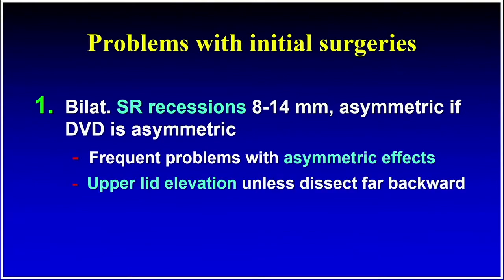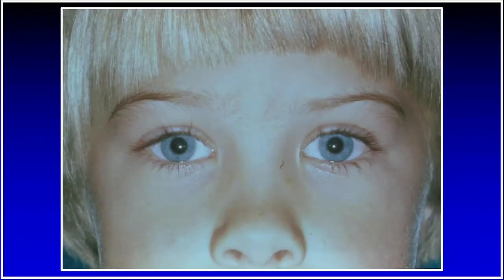And there's also the upper lid elevation that can happen with these procedures as well, depending somewhat on how far you dissect backward, but otherwise you really can't tell for sure. This young lady is going to have bilateral 12 millimeter recessions of her superior rectus muscles. Look at the upper lids. This is before surgery, this is after surgery. They did elevate, not objectionably in this case, but other cases objectionably.